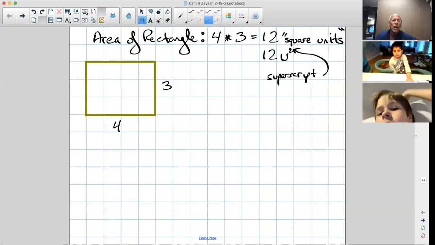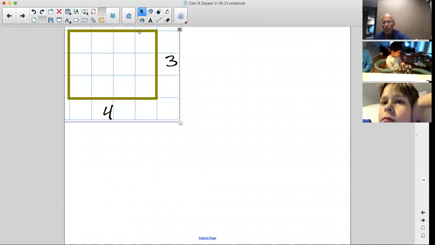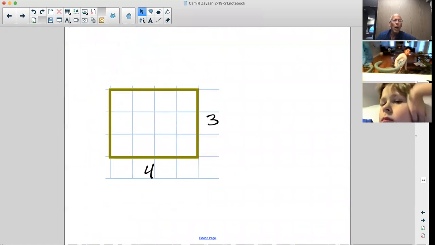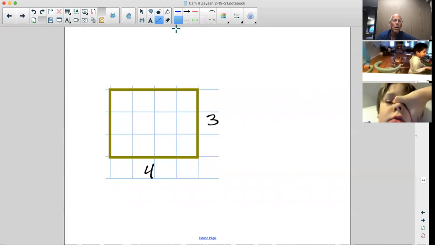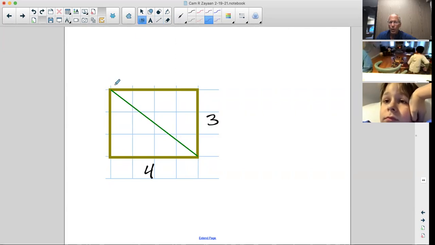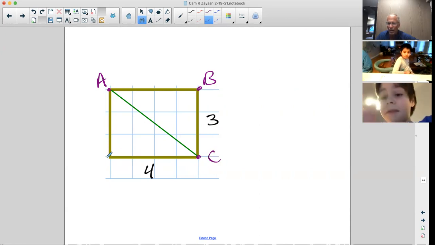Now, boys, I'm going to copy that rectangle and send it to a new page. Why don't we copy that guy as well? Now, I'm going to draw a line from what's called a vertex. I'm going to call this vertex A, all the way to vertex C, which is called the diagonal.